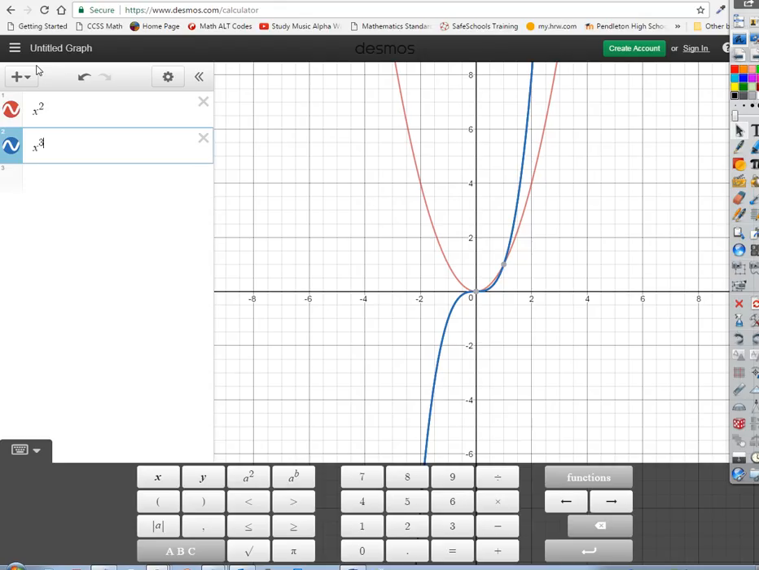Well, notice what happens if we just keep this process going. What do you think x to the fourth is going to look like? It looks an awful lot like the parabola. It's just been changed very slightly, right? What about x to the fifth?